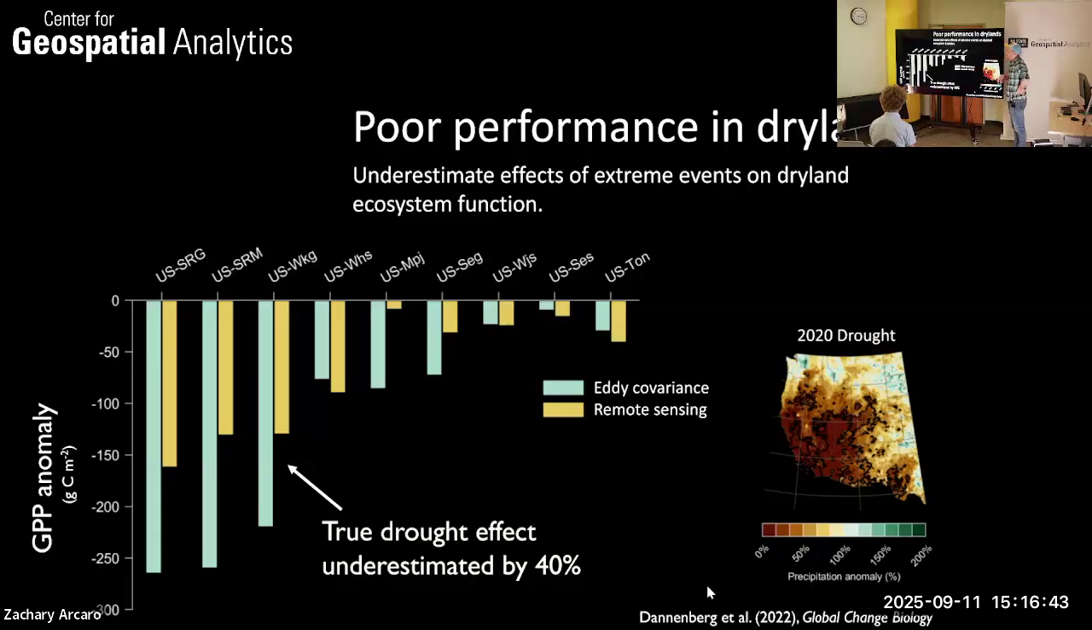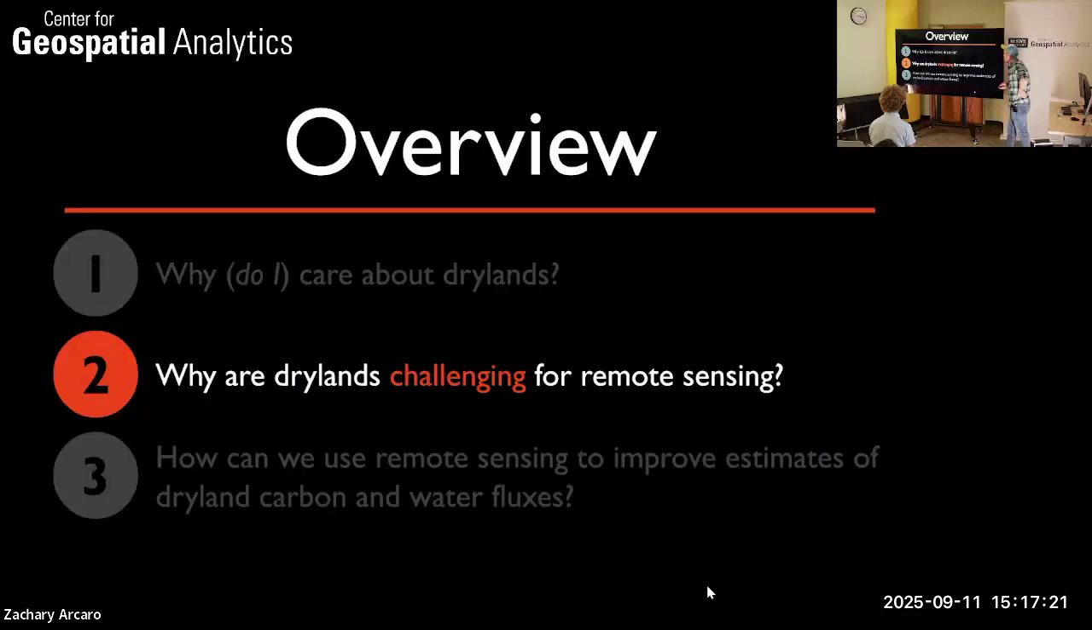But what we also found is that the satellite-based estimates underestimated that sensitivity to drought by about 40%. So in this figure, for example, we're showing in these greenish bars the true measured flux tower response of gross primary production to that drought, and in the more yellow bars, what the satellites thought the response to drought was. And so it underestimates the drought effect by about 40% on average. So overall, the satellite-based products are not capturing the variability of gross primary production and evapotranspiration, and they're underestimating the effects of extreme events. And so that brings us to the next question, which is why?